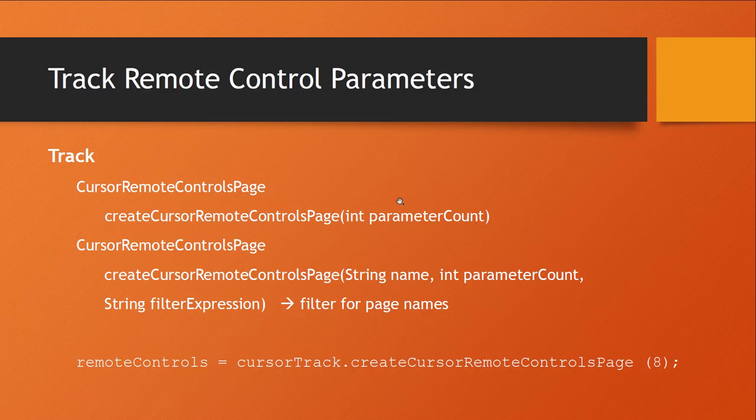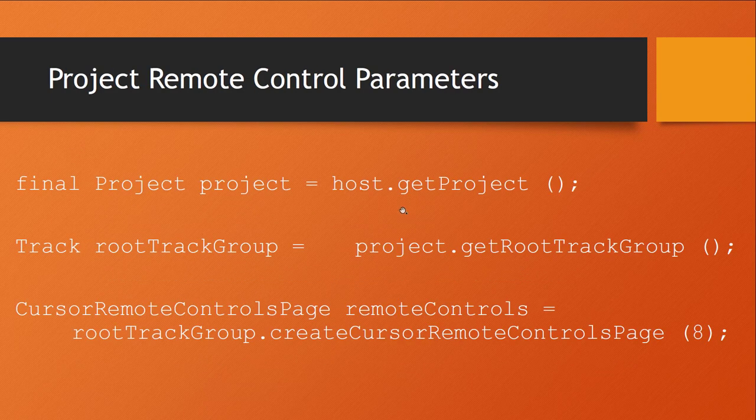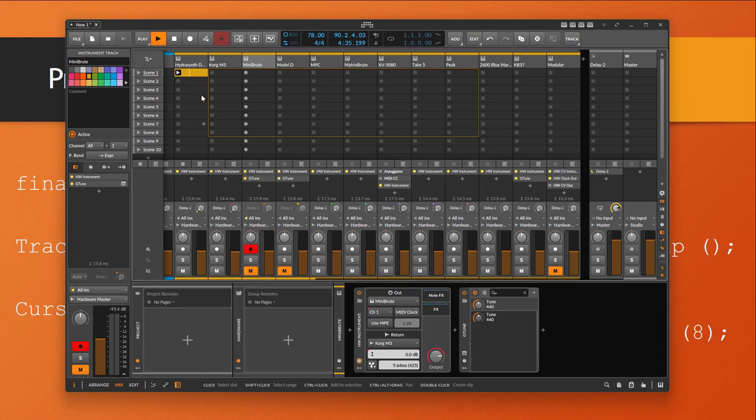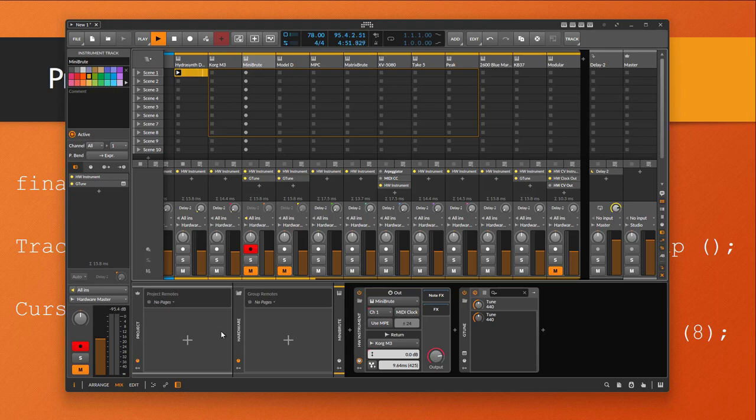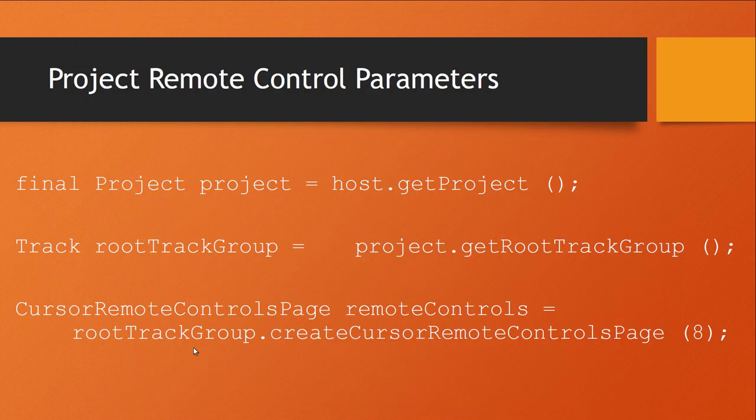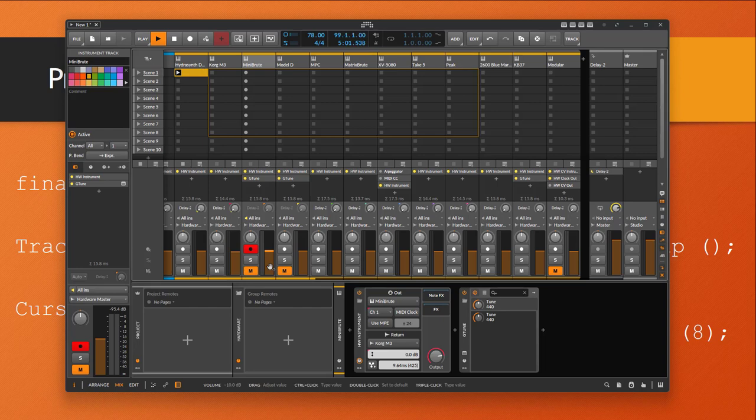And the question is, how does that work for the project since there is no other method? So there's a trick for that. From the controller host, you get the project, and the project has a method to get the root track group, which is basically an invisible group which is on top of all the top tracks in your project. And from that root track group, you can call the same method, create cursor remote controls page, and then you'll get the one for the project. Something to be aware of, it's not a totally perfect implementation currently.